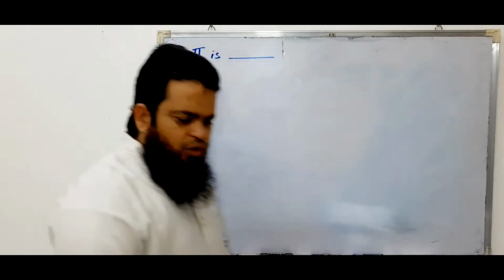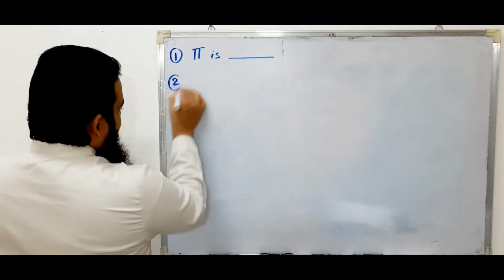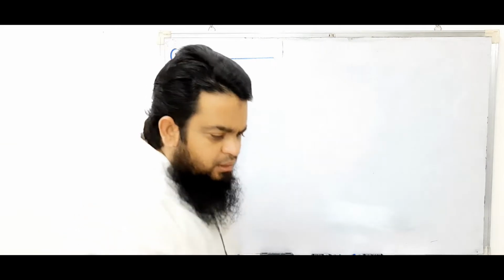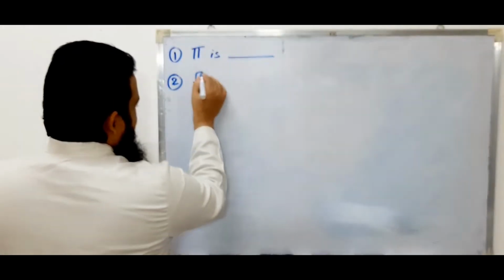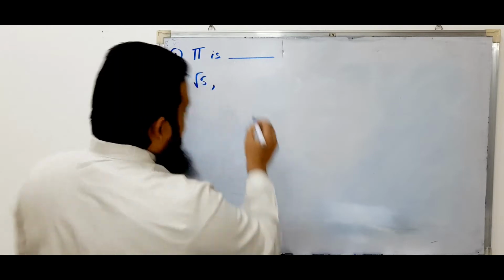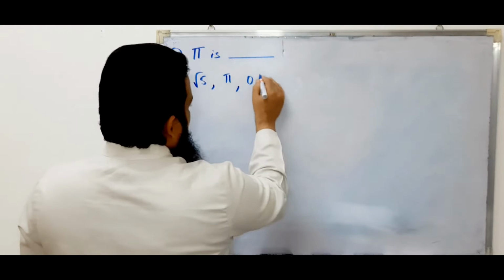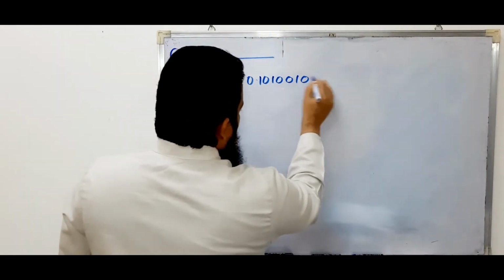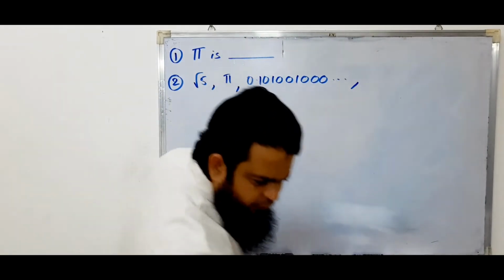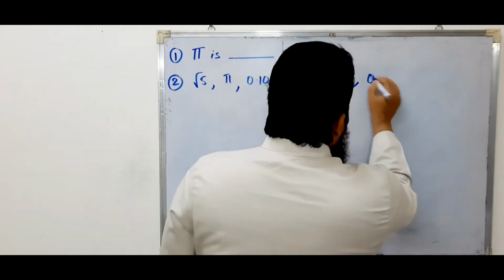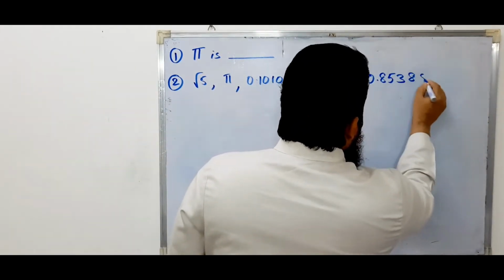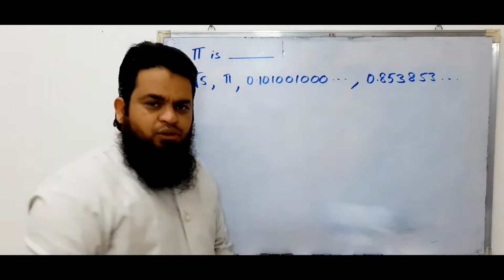Good. So now they have given 4 questions. So this is the second one. You can even note down. They have given 4 options: root 5, pi, 0.10100100..., and the fourth one is 0.853853..., and so on. So they have asked which one of the following is a rational number.